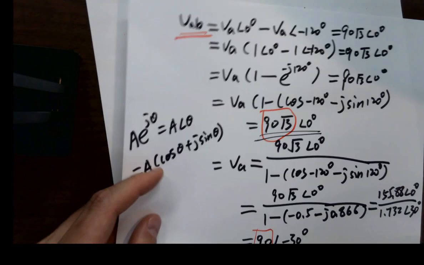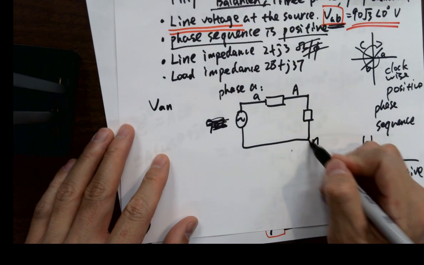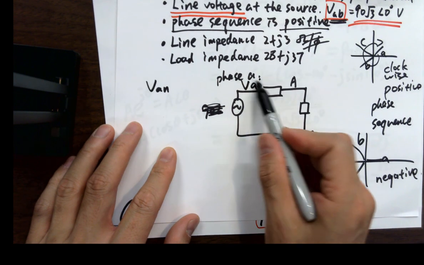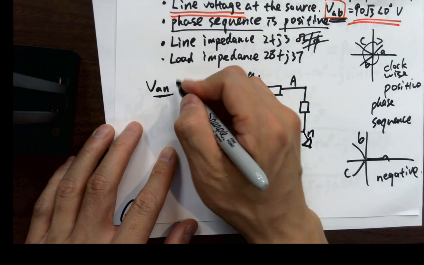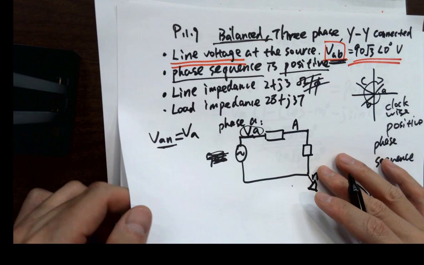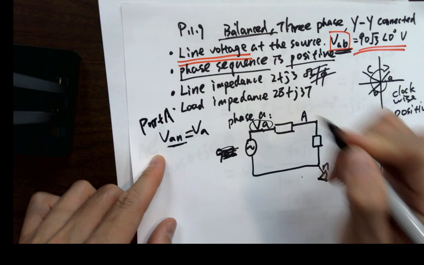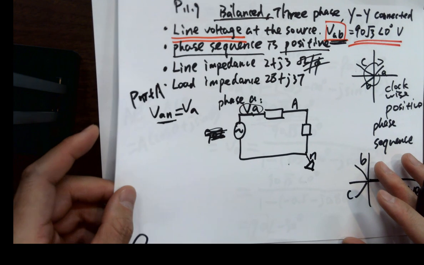VAN is basically VA. Do you agree with that? Because this is the reference point, right? So VA here is the node voltage compared to ground. So VAN is basically VA. So now we are done with VA, or VAN. That's part A of the problem. Part A, done.